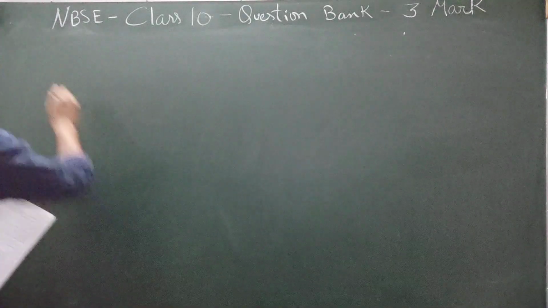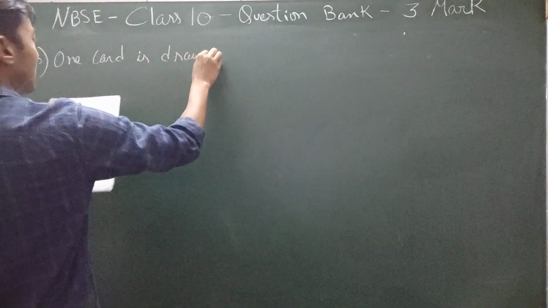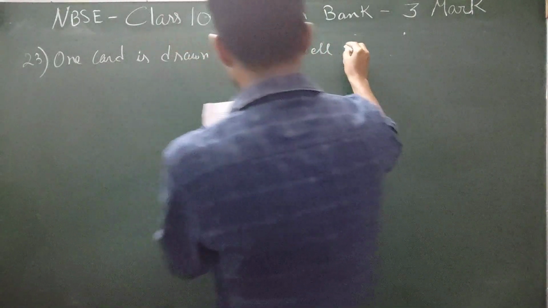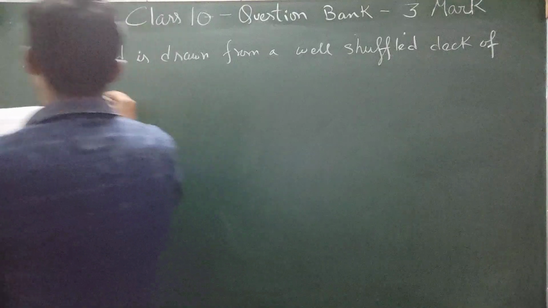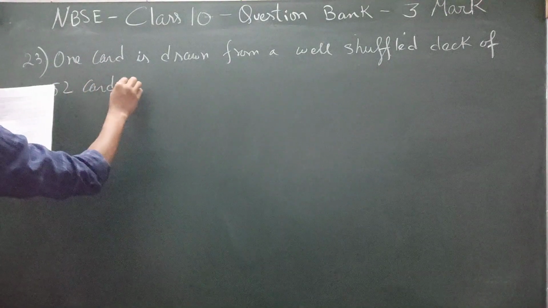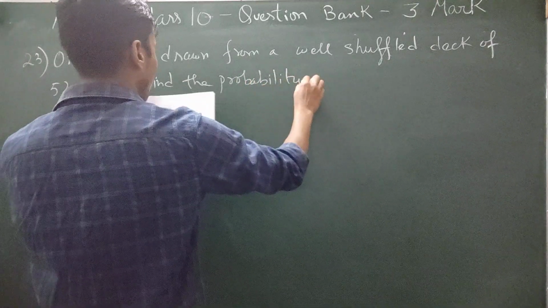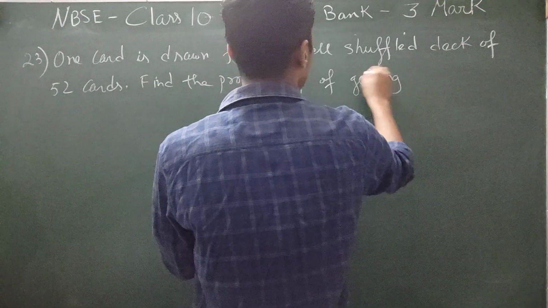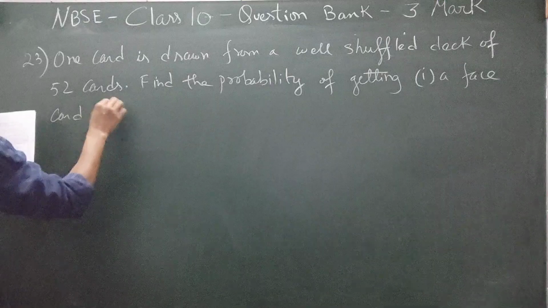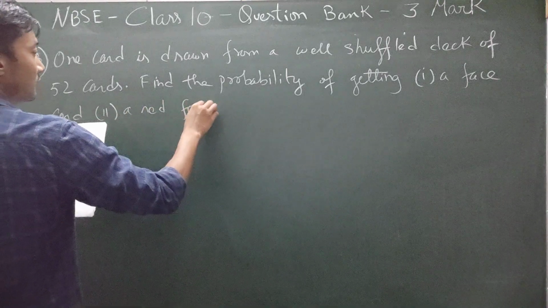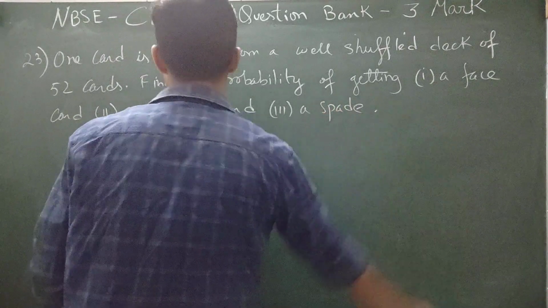Now question number 23, it's from probability. One card is drawn from a well shuffled deck. I think this is the only interesting part in mathematics, isn't it? When we talk of cards, playing cards, 52 cards. Find the probability of getting, number 1, a face card. Number 2, a red face card. Number 3, a spade.